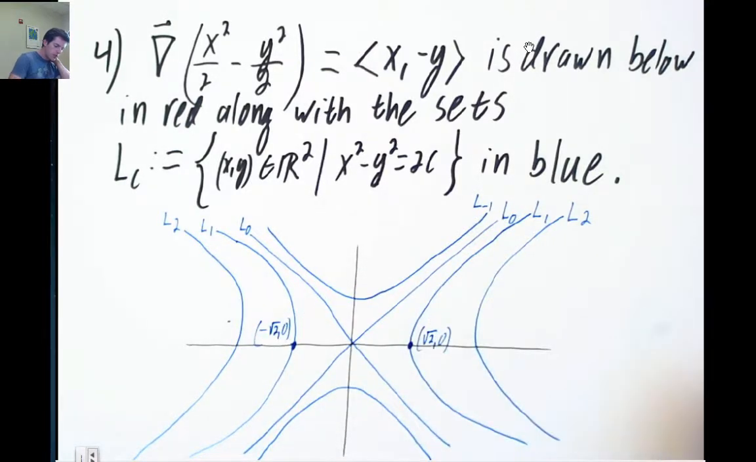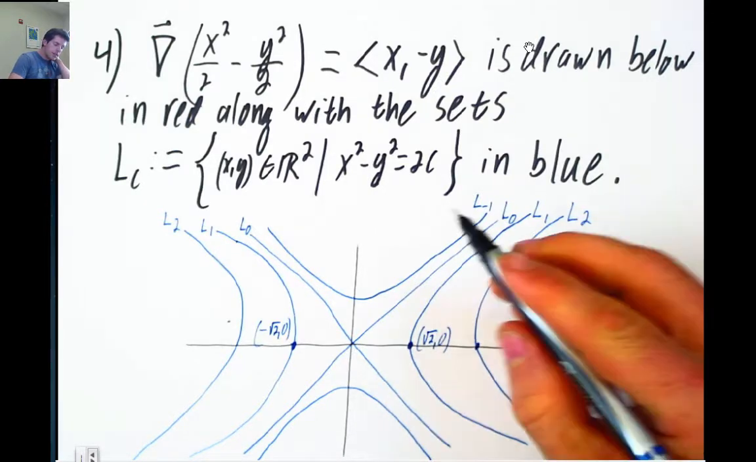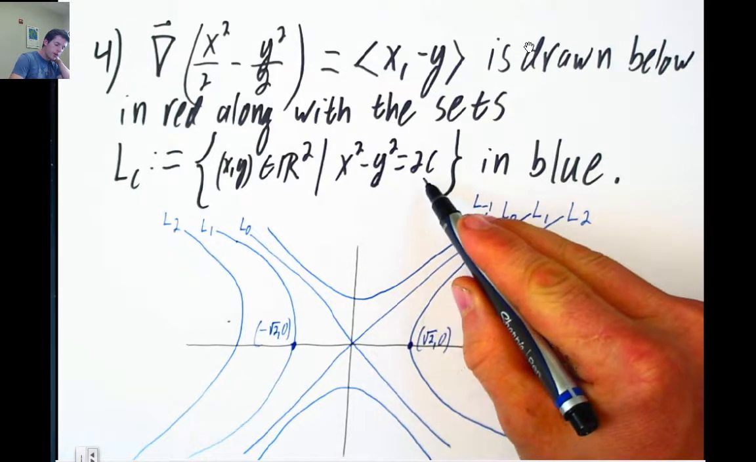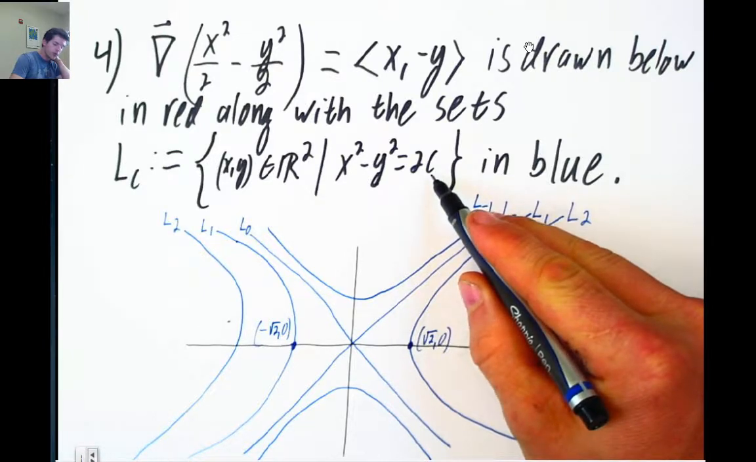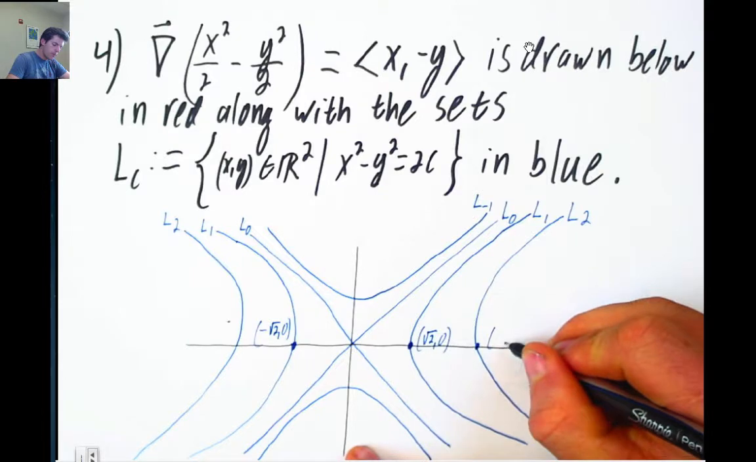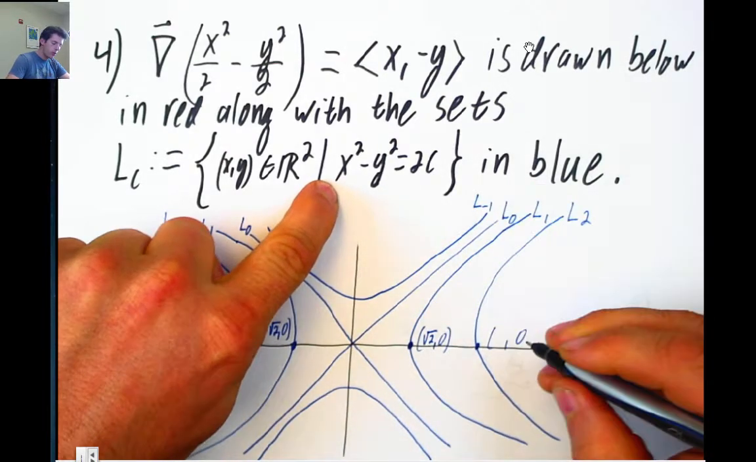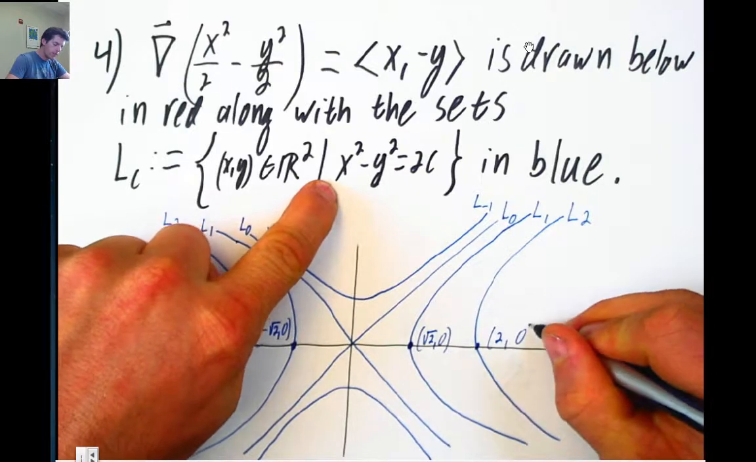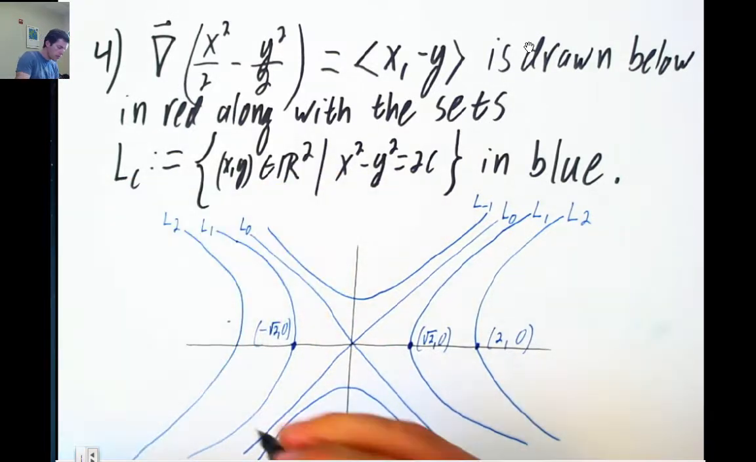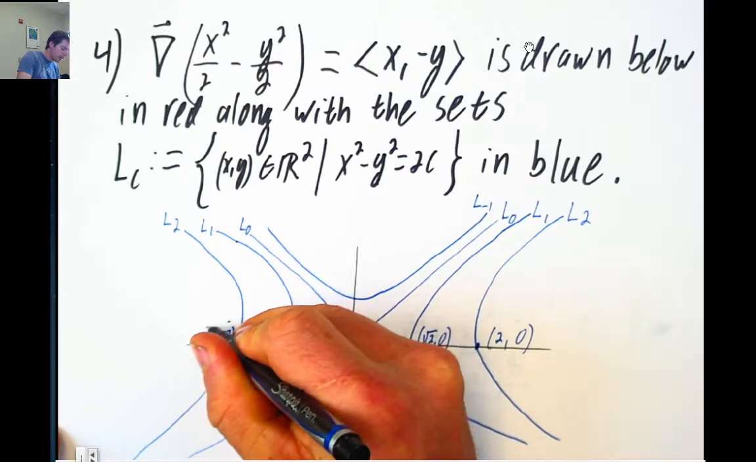Similarly on L2 right there, x squared minus y squared is 2 times 2, that's 4. So when y is 0, x has to be such that x squared is equal to 4, or simply 2 right there. And this point right here then is negative 2, 0.